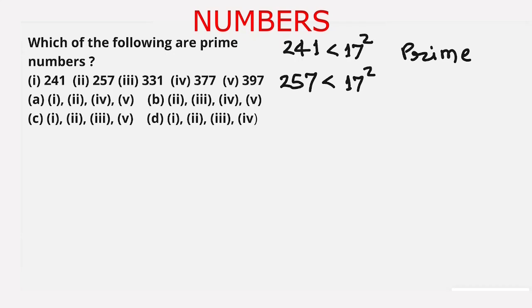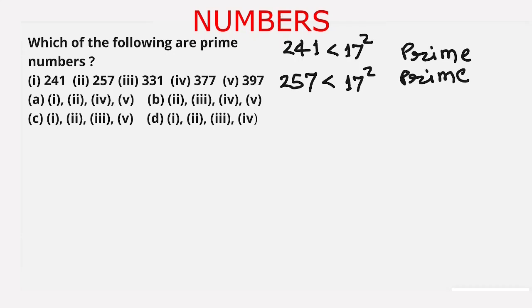This is also not divisible by 11. Now we verify it for 13. 13 times 1 is 13, balance is 12. We carry 7, 127. On dividing 127 by 13, we get remainder 10. So it is not divisible by 13. So it is a prime number.